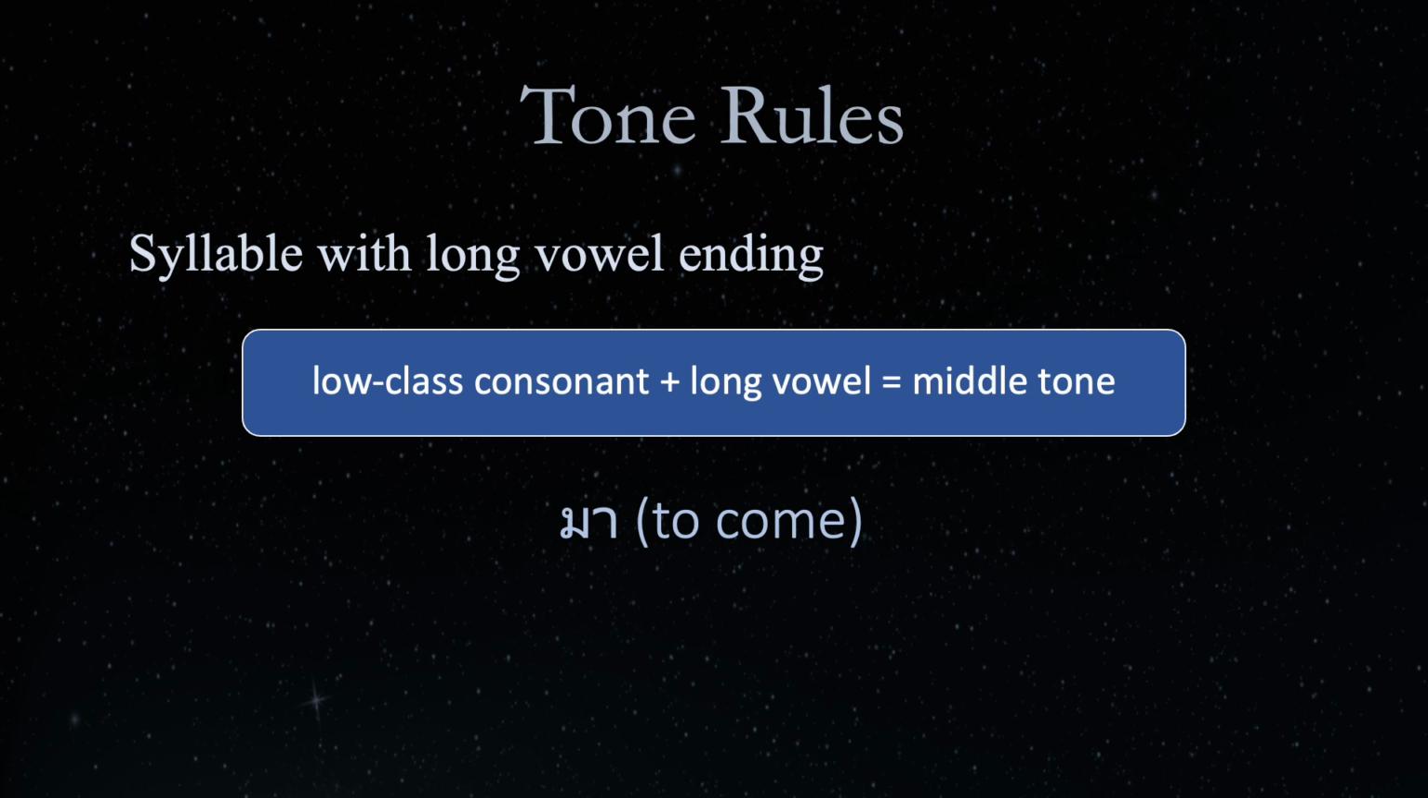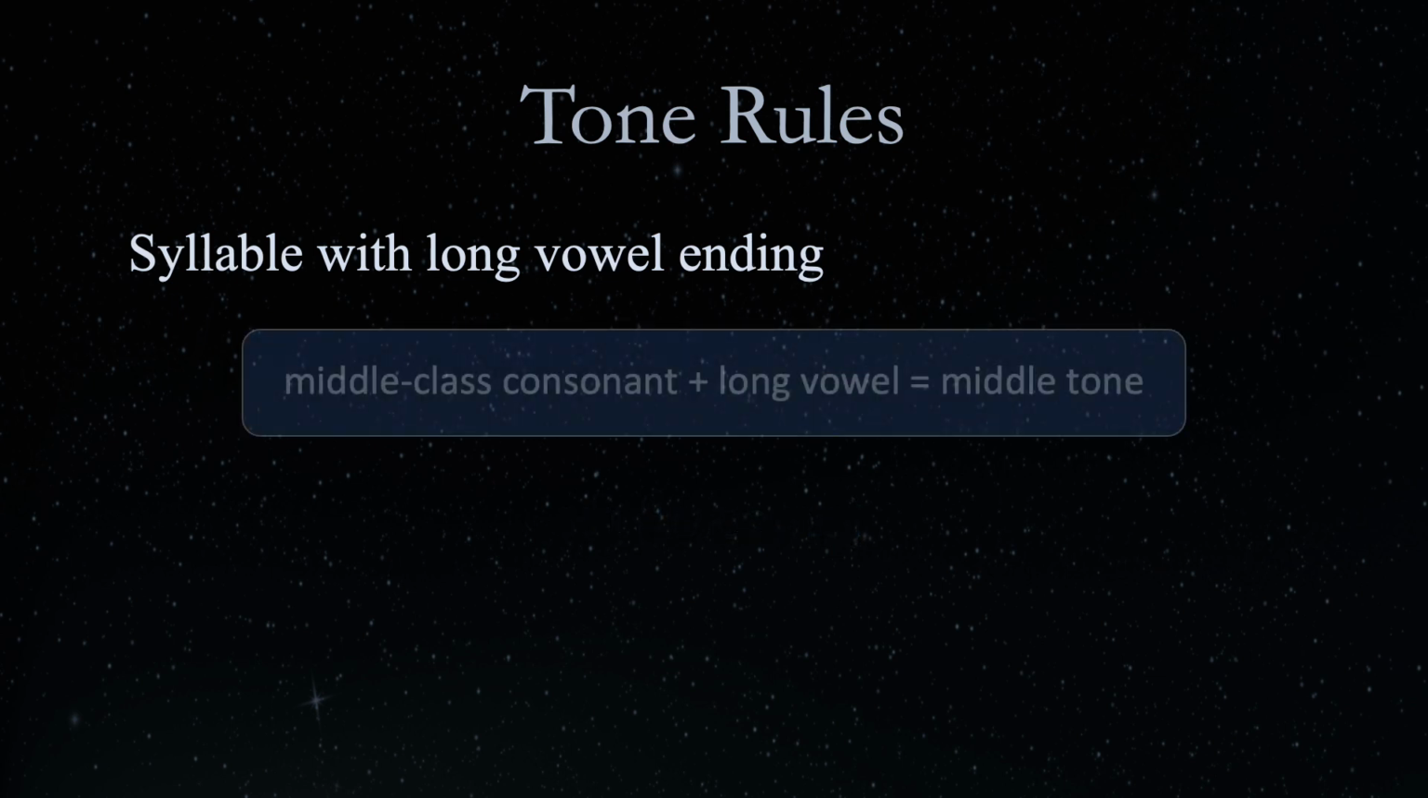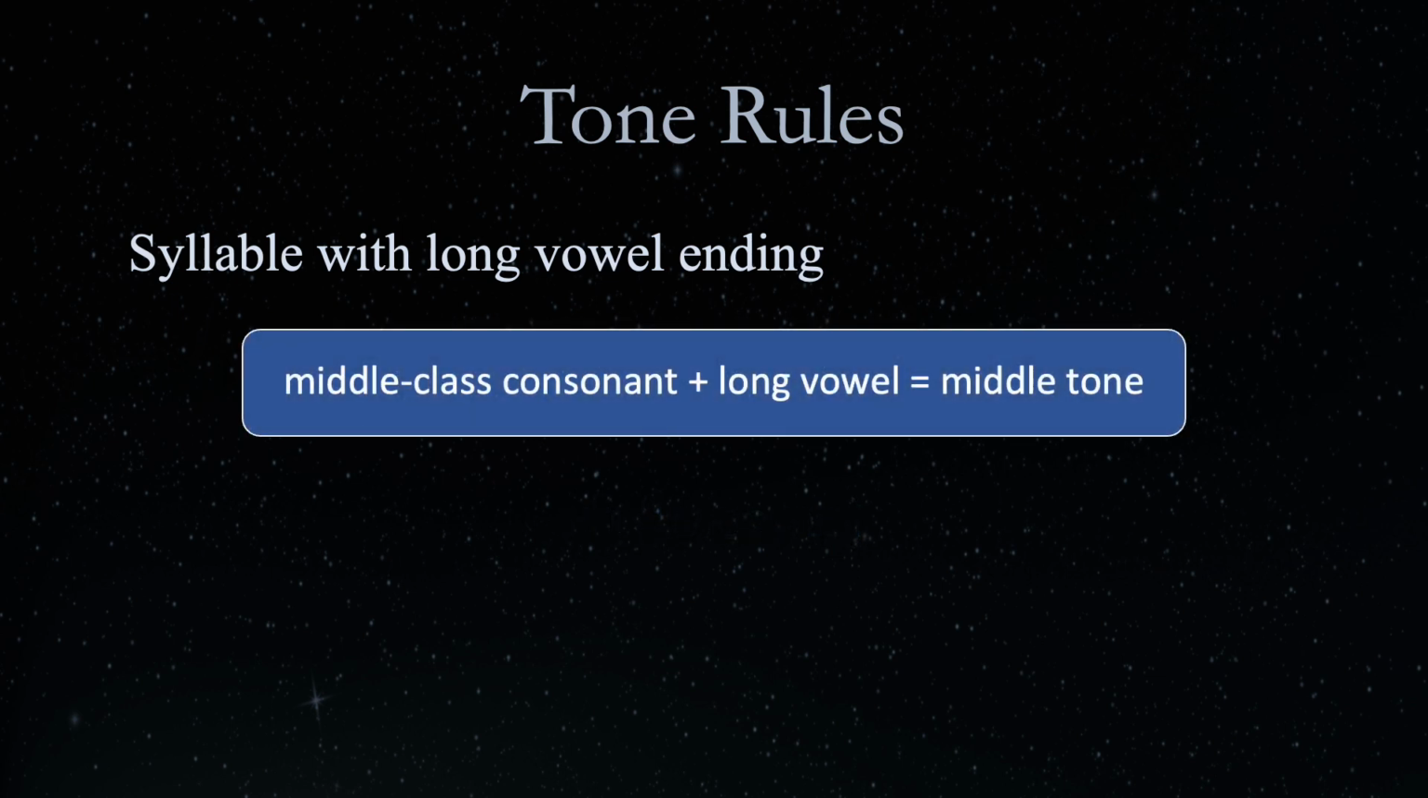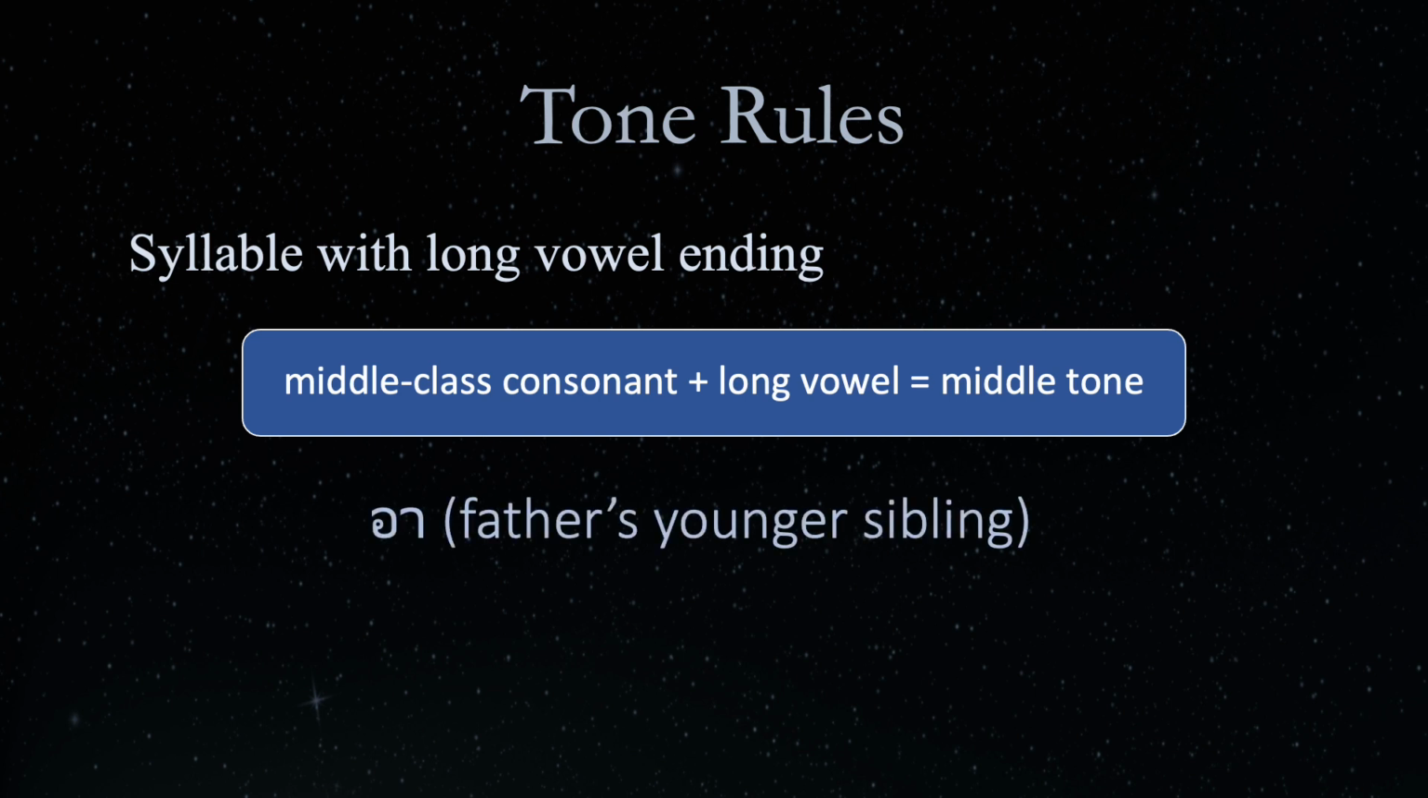Ma. A syllable beginning with a middle-class consonant and ending with a long vowel sound is in the middle tone. For example, meaning father's younger brother or sister. The word has one syllable that begins with the middle-class consonant or ang and ends with the long vowel sara.